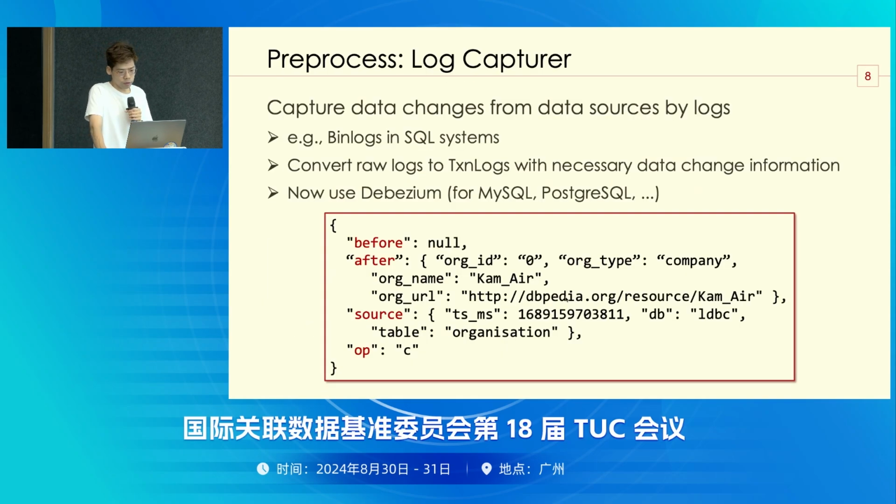Let's talk about the first component. We capture data changes from data sources by logs. Now we use Debezium for MySQL or PostgreSQL to convert raw binlogs to transaction logs in a JSON format like this. It has the necessary data change information like the before image and the after image. It also has timestamps used for concurrency control, and operations like create or update.